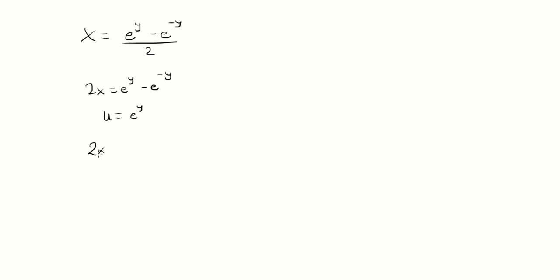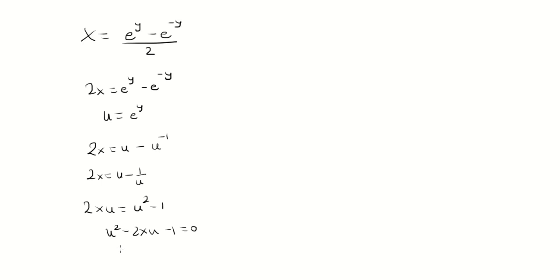So then 2x is equal to u minus u^(-1), which is in other words saying 2x is equal to u minus 1 over u. I can convert this now into a quadratic if I multiply both sides by u. And then we bring everything to the right. And I can use the quadratic formula.